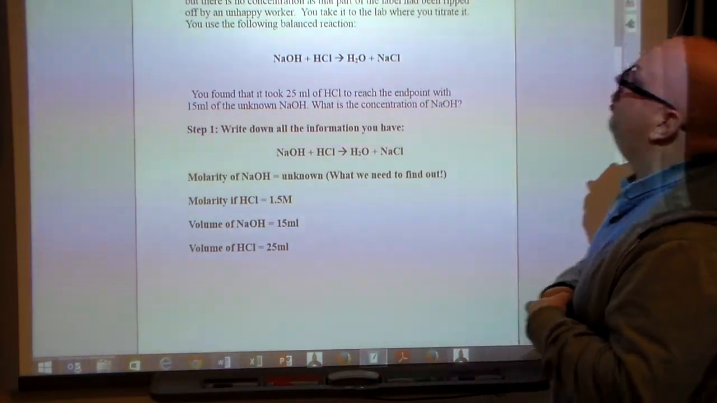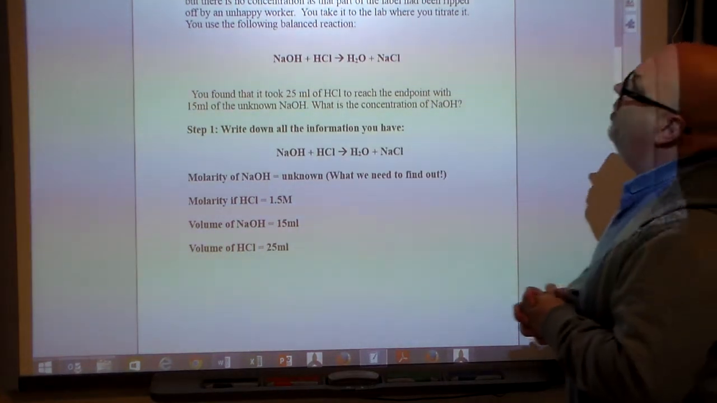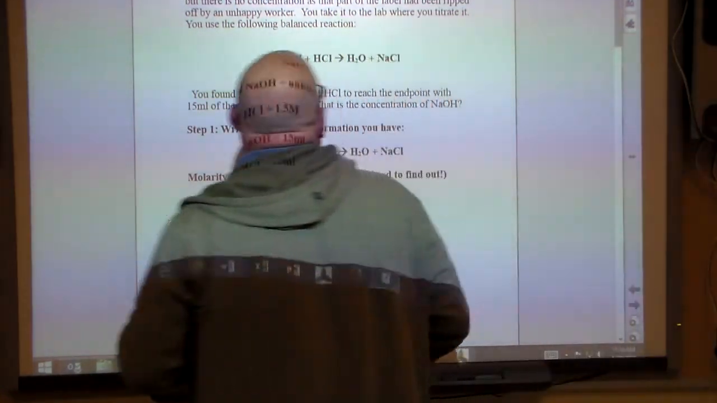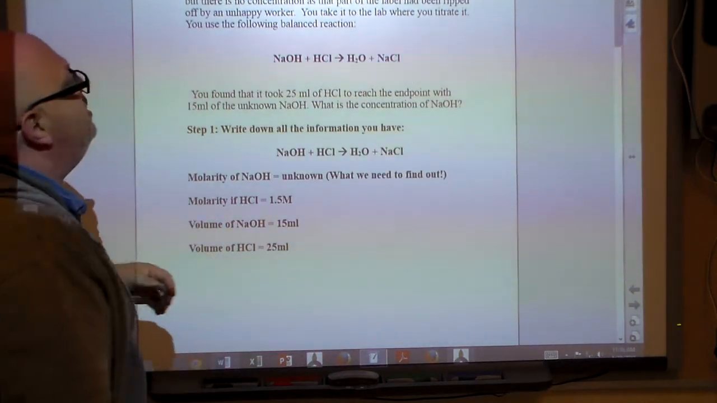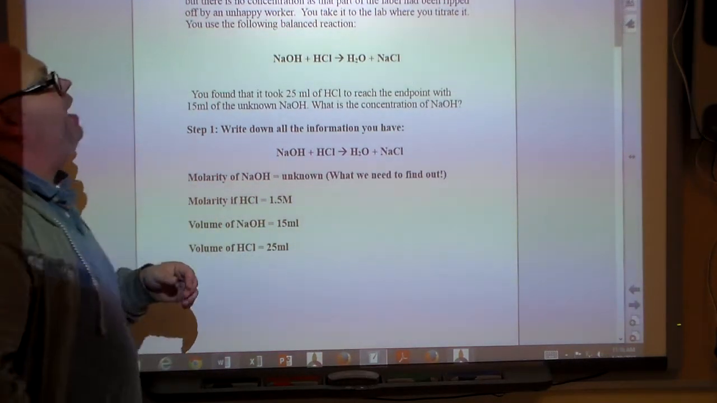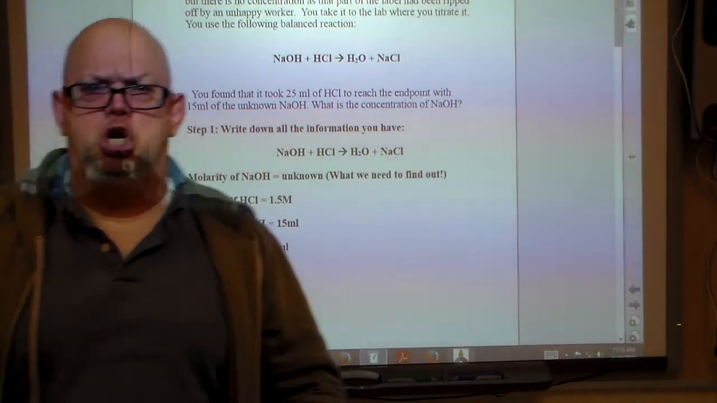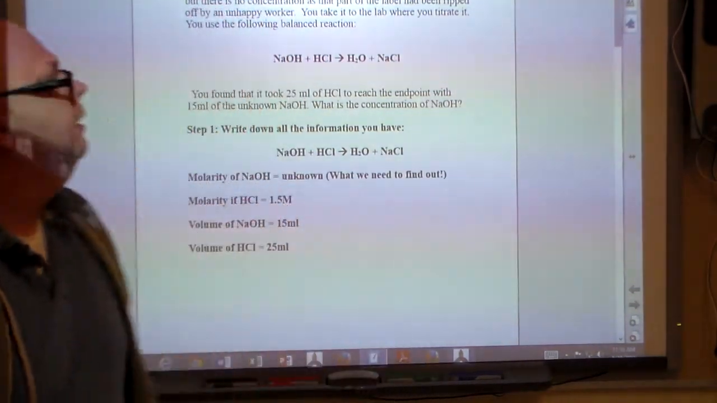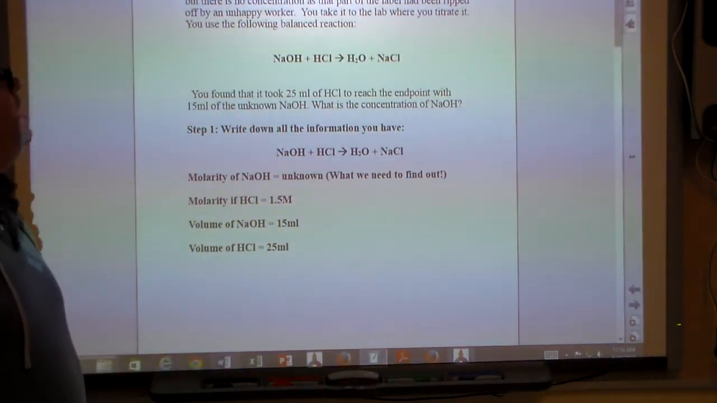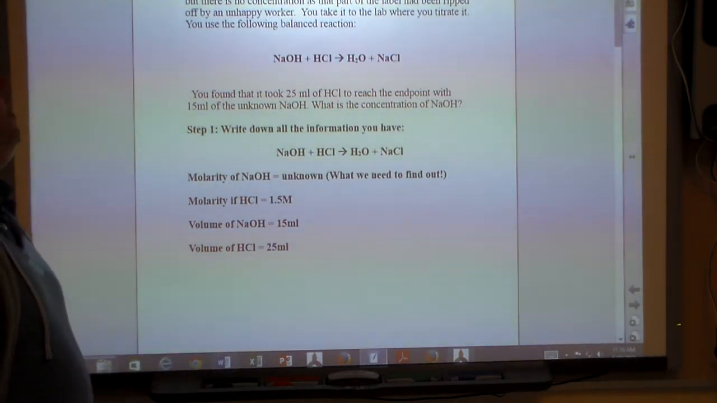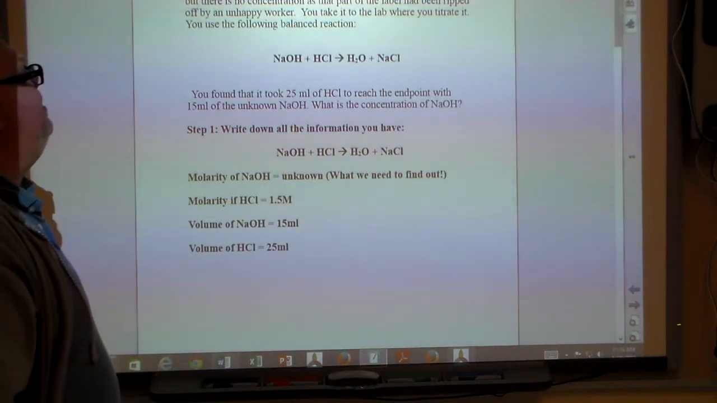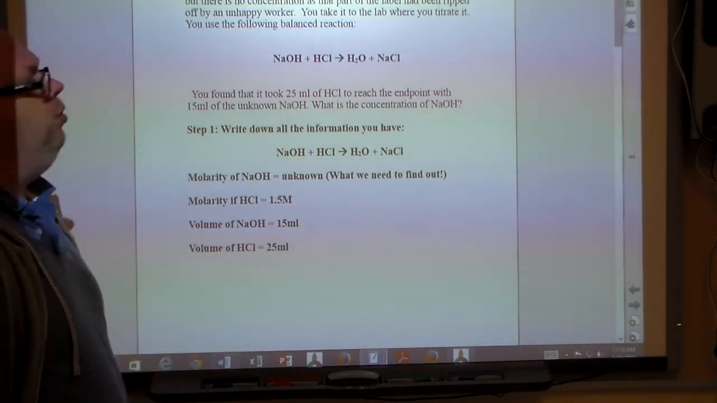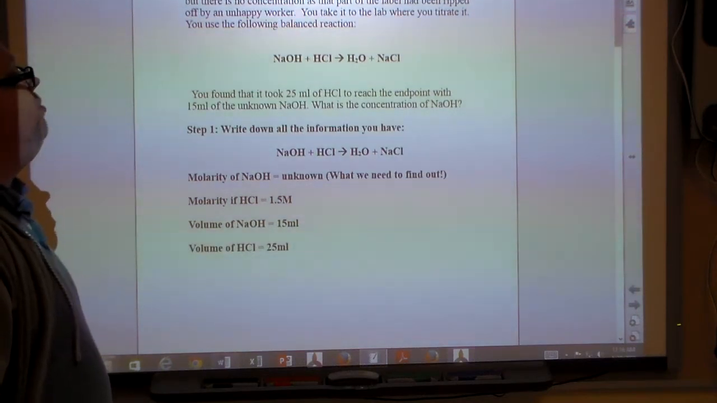It says you are a chemical researcher's assistant and you're going through the chemicals cabinet. Your boss, who normally does the titrating, has already gone home as it is Friday and he wants to see the movie Avengers: Age of Chemtron. You have a bottle of 1.5 molar of HCl. There's another bottle labeled NaOH, but there is no concentration as that part of the label had been ripped off by an unhappy worker. You take it to the lab where you titrate it.